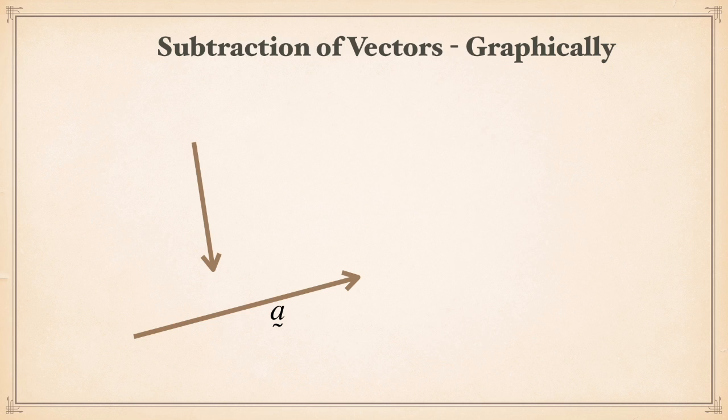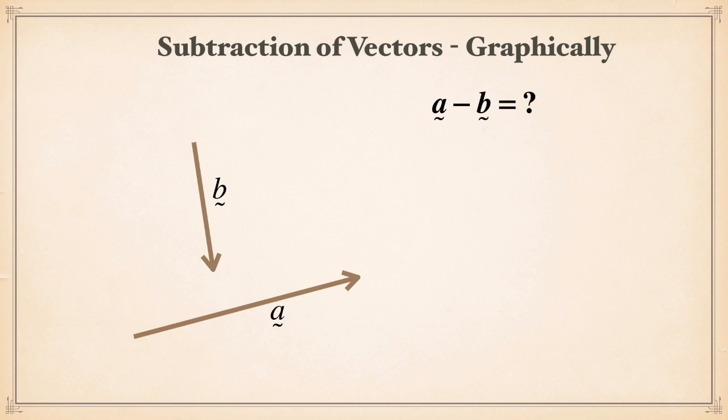Let's say we want to subtract vectors. Let's say we have two vectors, vector A and vector B. We want to find what vector A minus B is. Now this is a little bit strange, but we're going to do something tricky.